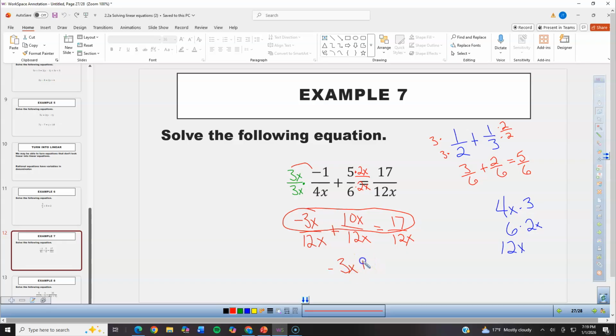Negative 3x plus 10x. Oop, that's just negative 3. I can't multiply that by x. I'm so sorry, because that'd be x squared. My apologies. You guys see that? Because I had to multiply by 3 over 3, I had it here. I wrote it wrong over there. All right, and that'll equal 17.